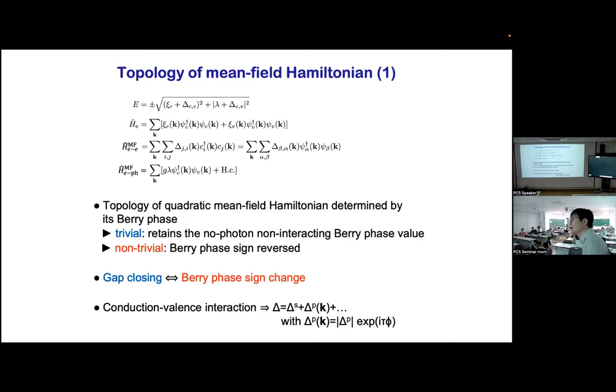After this process, we get this mean field Hamiltonian, and what we are going to do is look at its topology. All the talk about topology and symmetry is really about the symmetry and topology of this mean field Hamiltonian.